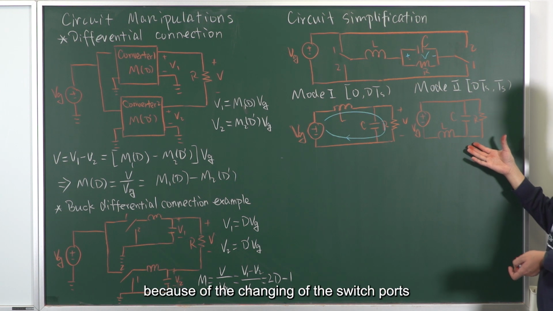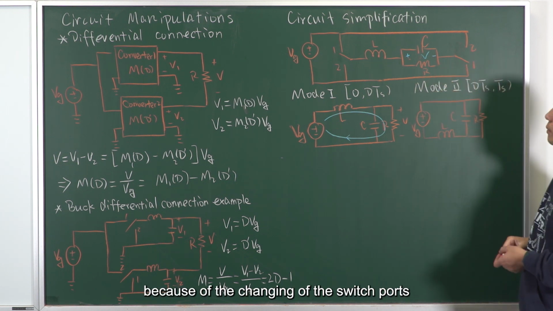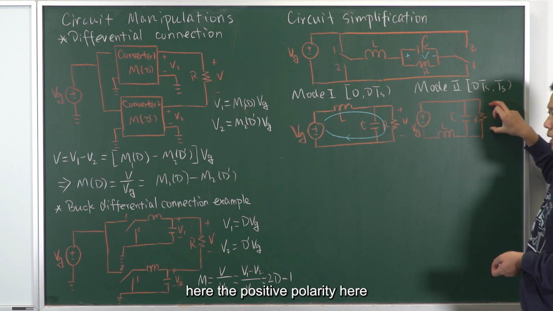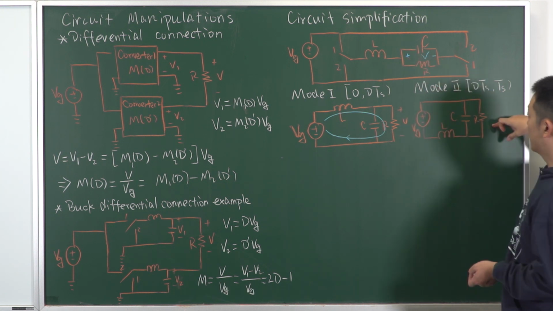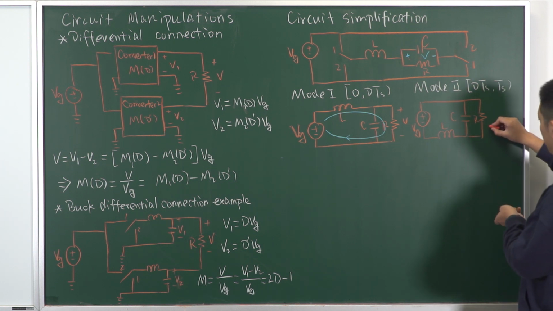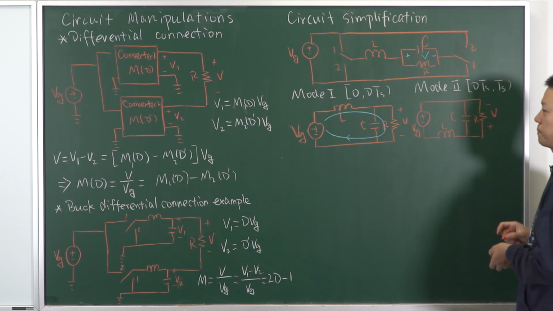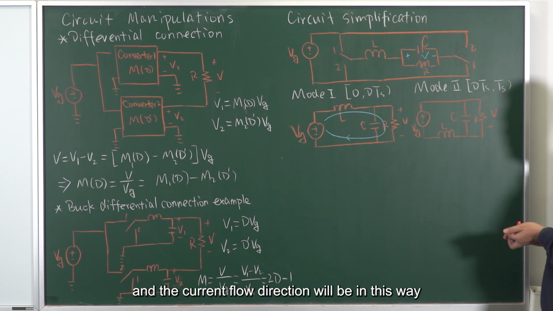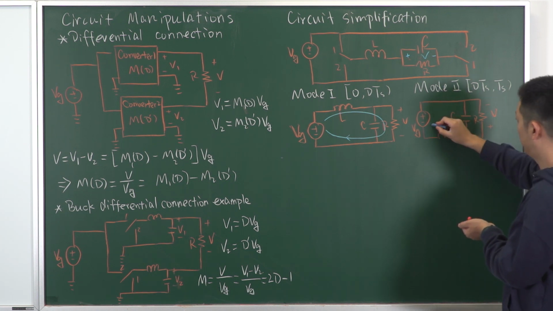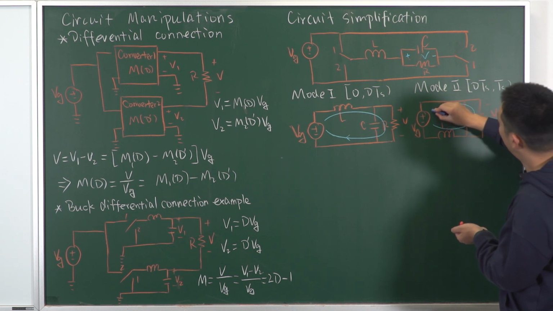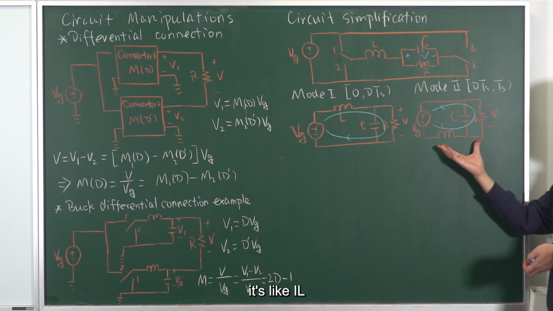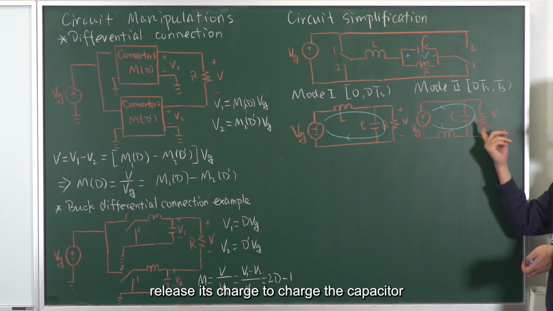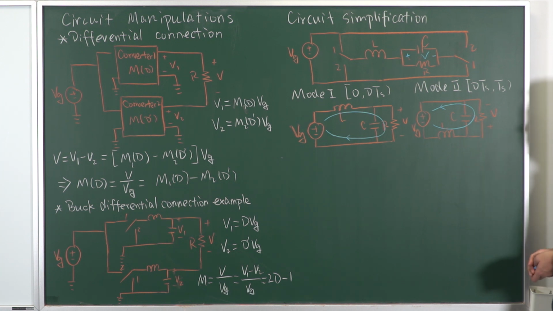So this time, because of the changing of the switch ports, the positive polarity here will appear at the bottom side. And the current flow direction will be in this way. IL, okay, it's like IL releases its charge to charge the capacitor.